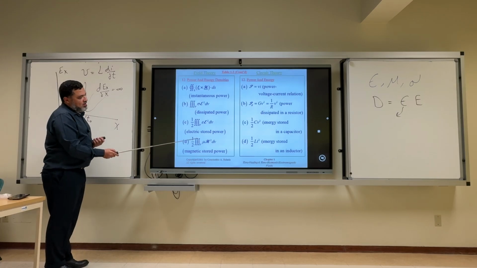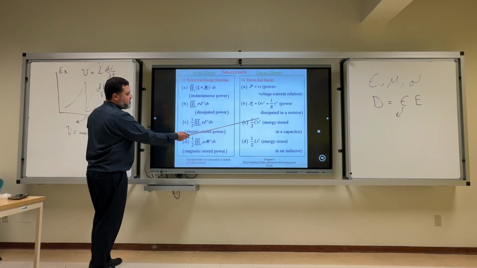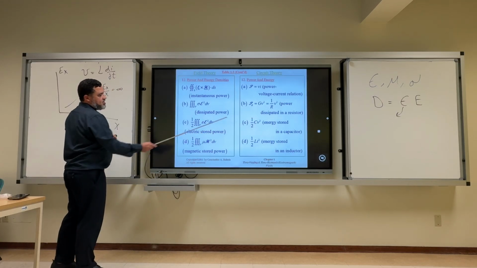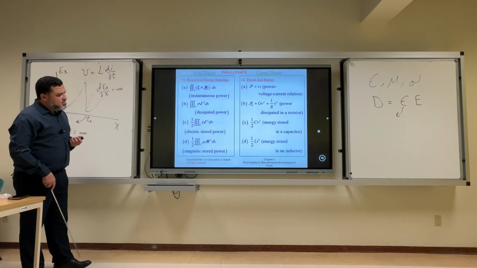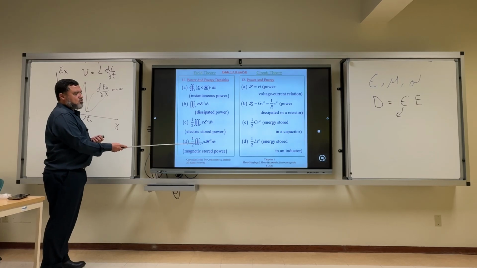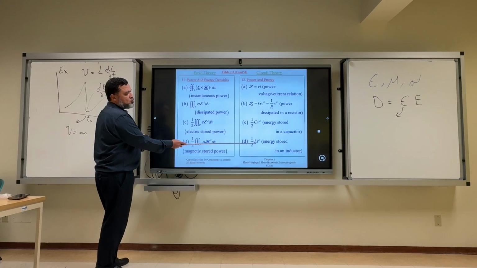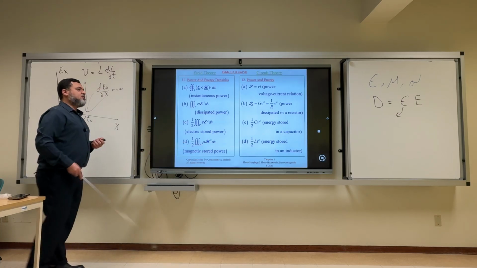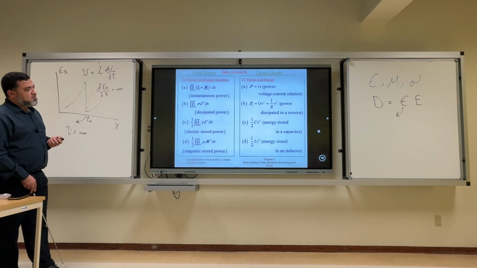And we also have the electric stored power, which in circuits is 1/2 C V squared. Here C will be replaced by epsilon and V by E. And the stored magnetic power, again, depends on mu, which is 1/2 L I squared, the energy stored in an inductor. So these relations are very meaningful to understand the relation between circuits and field theory.